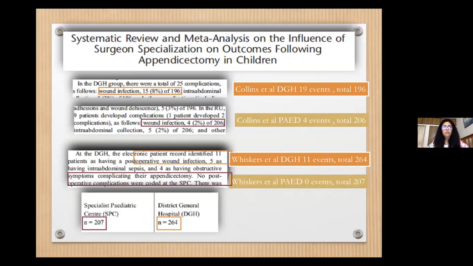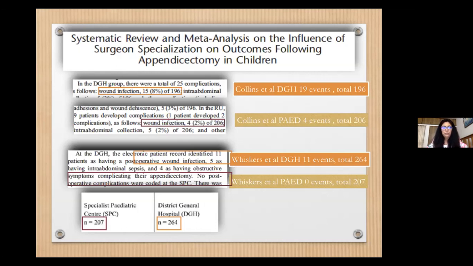In the paper by Collins et al., which they had selected as one of the papers for their meta-analysis, they found that in the DGH group, the general surgeon group, 15 out of 196 had wound infection post-surgery. So here you can see 15 is the number of events, and 196 is the total number of participants in the general surgeon group. Whereas in the pediatric surgeon group, 4 patients developed wound infection out of a total of 206. So this data is what you need to extract.